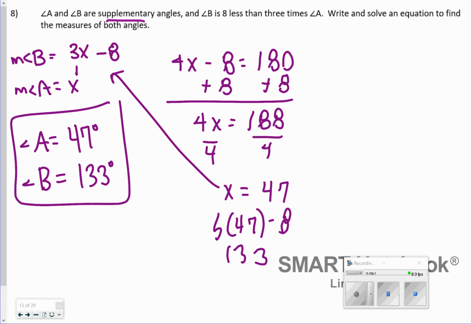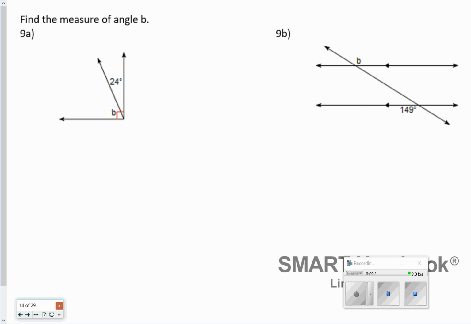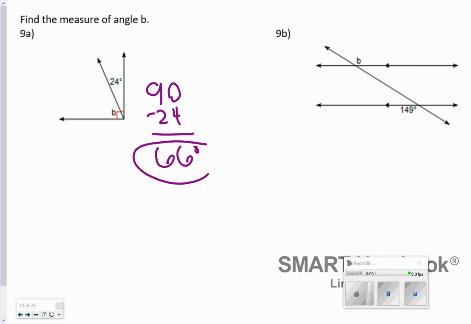Okay. The next few are just solving for B. Again, for this one in number 9A, I did 90 minus 24, and I get 66 degrees. 9B was easy because B and 149 are equal, so B is equal to 149 degrees. Those are alternate exterior.